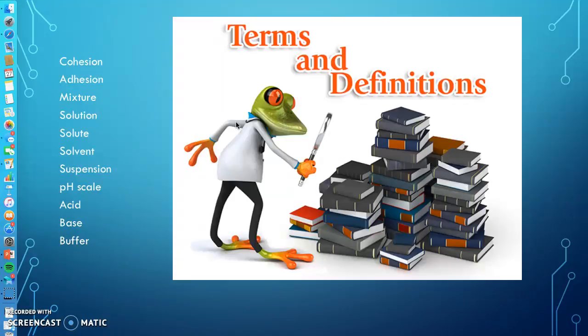So I would dictate these definitions to them, or I would dictate the words to them and have them think about what these words mean, and then I will write it on the board for them or even dictate it.